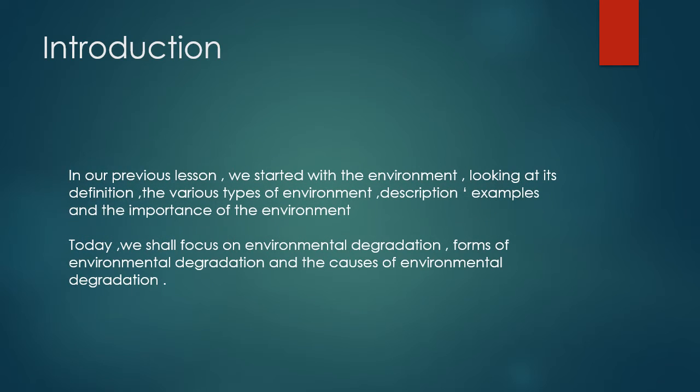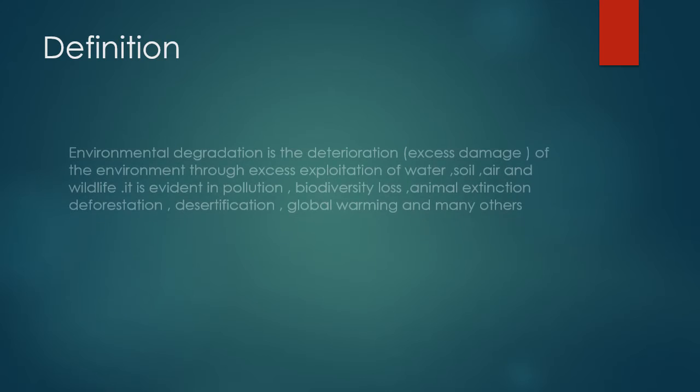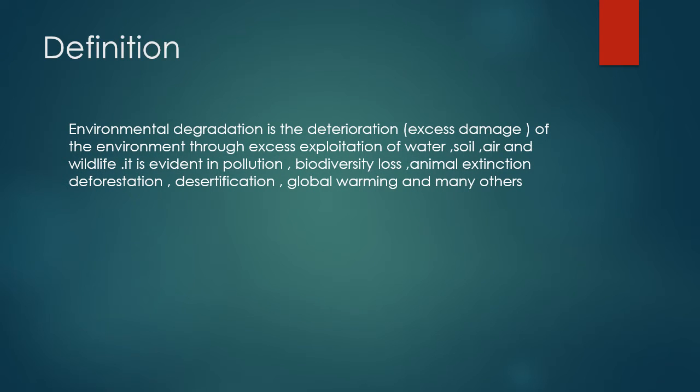In our previous lesson we started with the environment, looking at its definition, the various types of environment, description, examples, and the importance of environment. Definition: environmental degradation is the deterioration or excess damage of the environment through excess exploitation of water, soil, air, and wildlife. It is evident in pollution, biodiversity loss, animal extinction, deforestation, desertification, global warming, and many others.